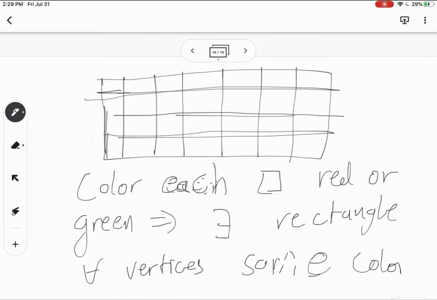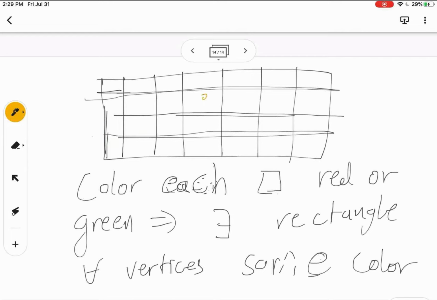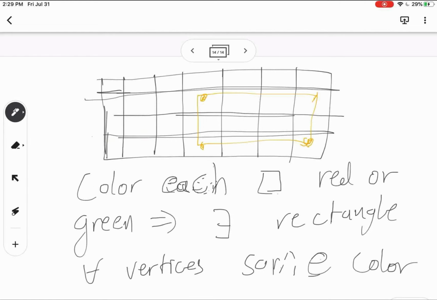By rectangle I mean something like, I'll use yellow so it's not red or green. Something like 4 vertices like this. So you have your rectangle like this, and all these 4 points are the same color.